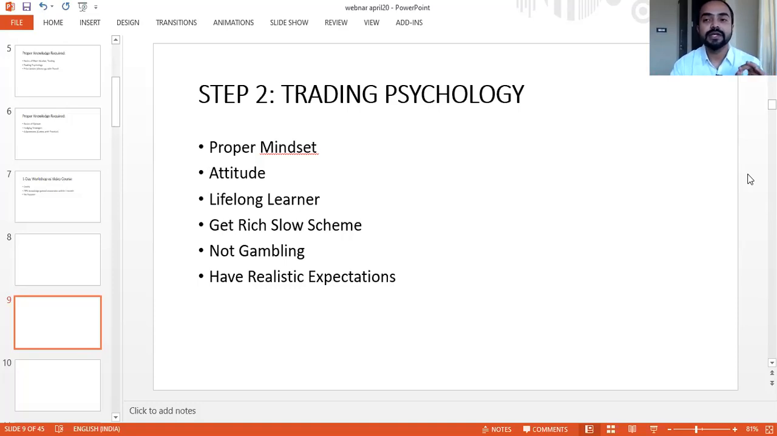This is a get rich slow scheme. People want to get rich quickly. People come into trading with very high expectations. They want to earn in lakhs within few months, which is not at all possible. You will become wealthier, but that takes time. Like any other skill, to learn the skill also, you need time. You need patience.